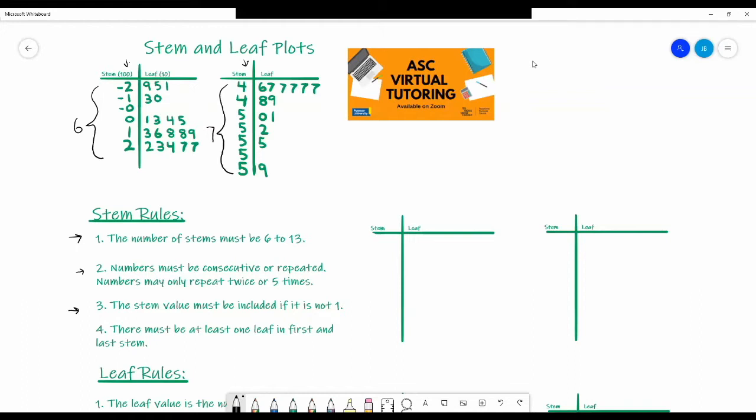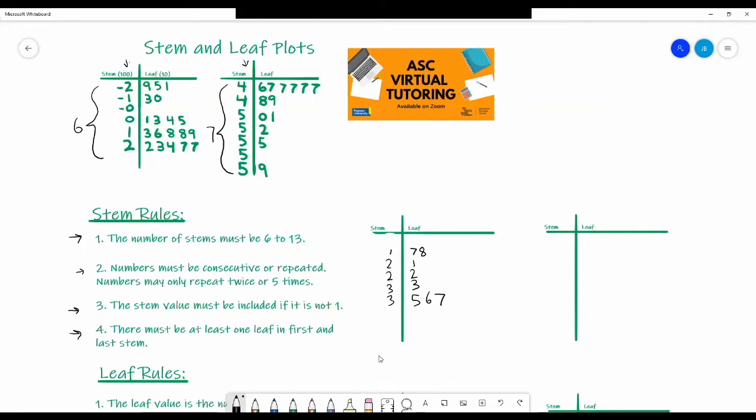Our stem rule 4 is that there must be at least 1 leaf in the first and last stem. Let's say we're making a stem and leaf plot, and after we fill up all the data, we have no leaves in the first one, for example, in this example I have here. What we would do in this case is we would erase the first one. And because of that, we are down to only 5 stems, and we would have to actually repeat more than twice in this case. But we'll get over that once we get to the procedure of stem and leaf plots.